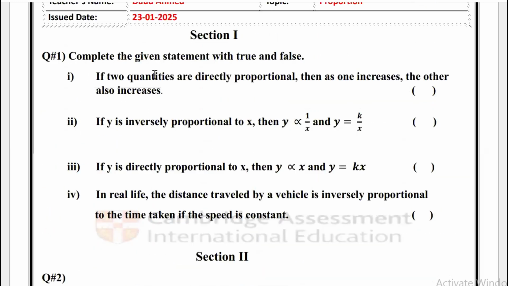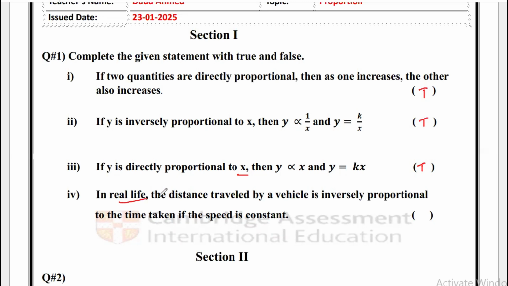So here the first question is, if two quantities are directly proportional, then as one increases the other also increases. So yes, it is true, the relation between two quantities is direct. If y is inversely proportional to x, then y is proportional to 1 over x, or y is equal to k over x, it is also correct. If y is directly proportional to x, then y is proportional to x, that means y is equal to kx, where k is the constant of proportionality, so this is also correct.